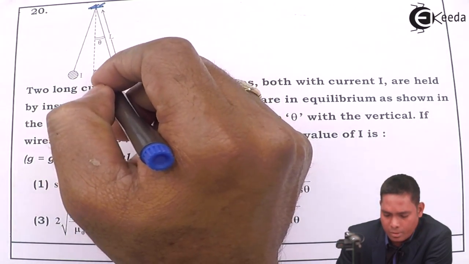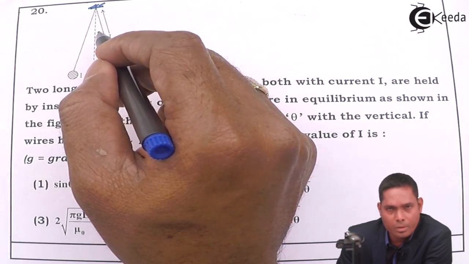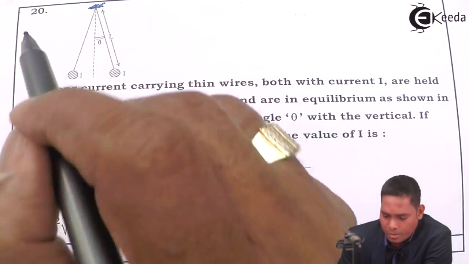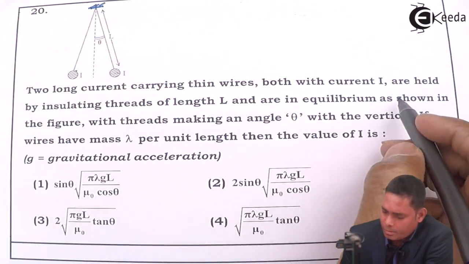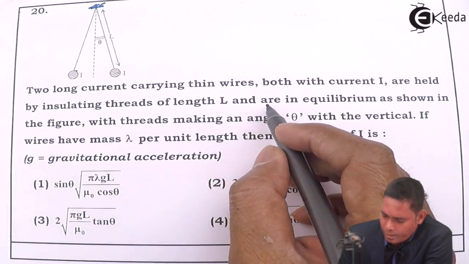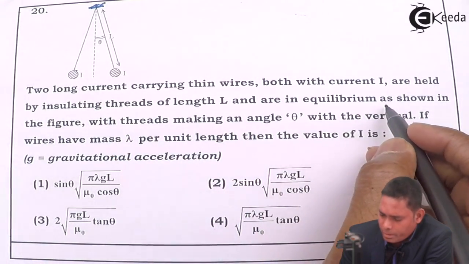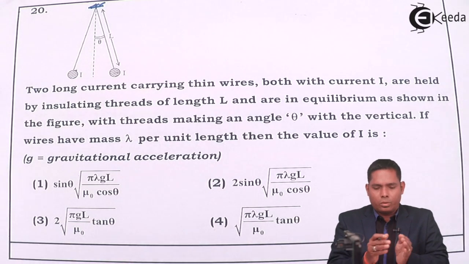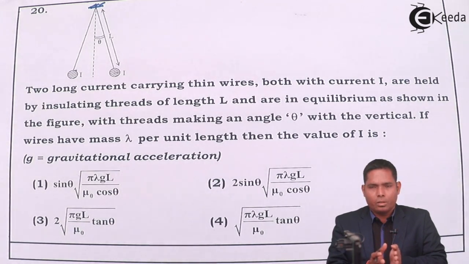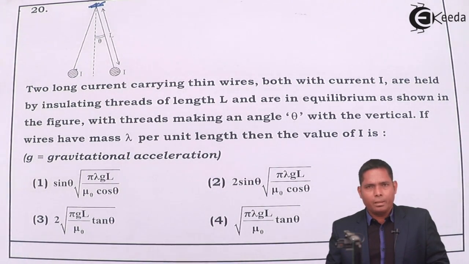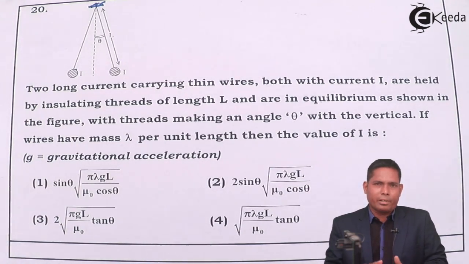So the angle is theta. It makes an angle theta with the vertical. This also makes an angle theta with the vertical, and they are in equilibrium. So once current is flowing, they will repel or they may attract.